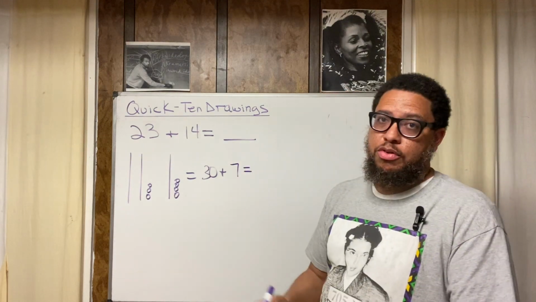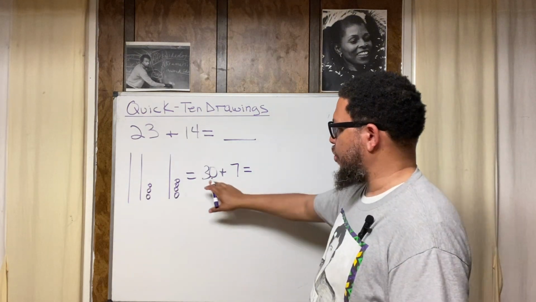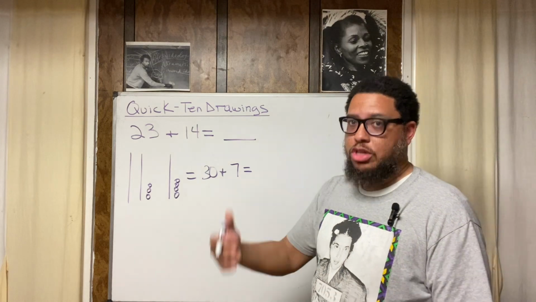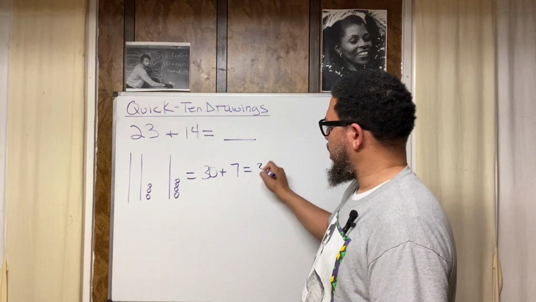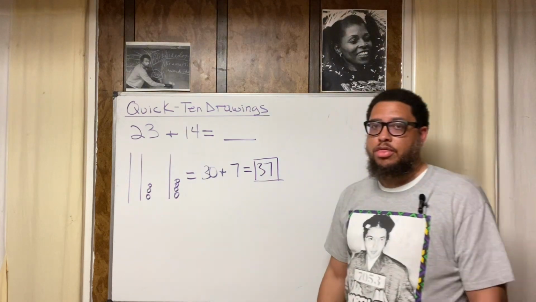Now, you can count on from 30. Your child might be comfortable with that. They can use that method. Or they could just say, well, 30 plus 7, just like 0 plus 7 is 7, 30 plus 7 is 37. And that, my friends, is our final answer, 37.